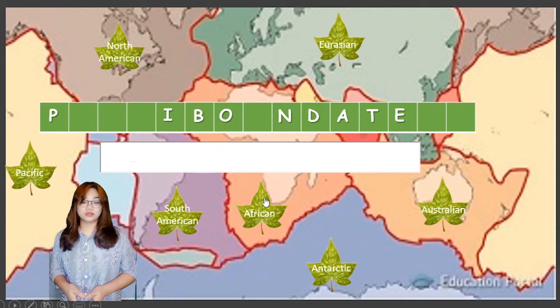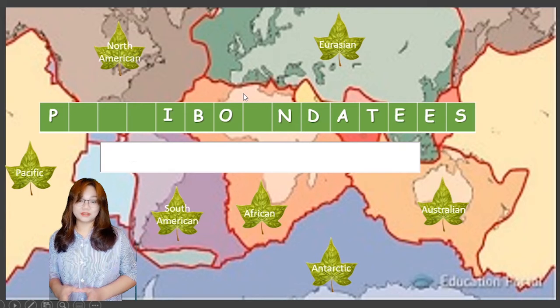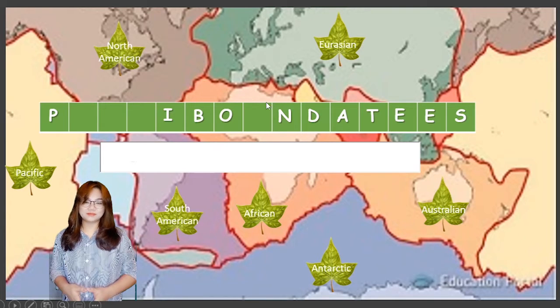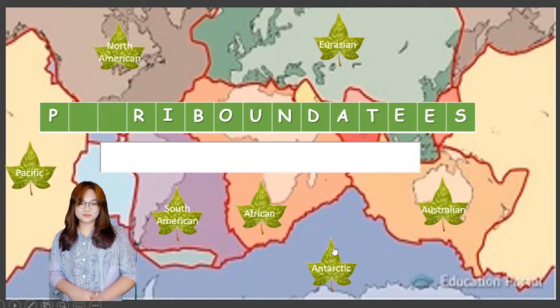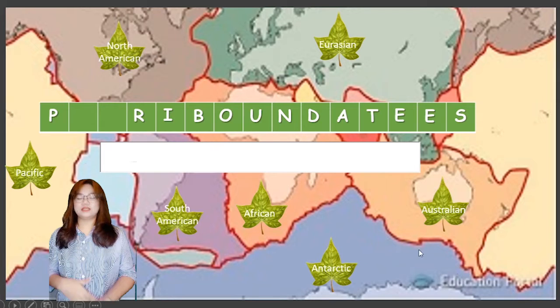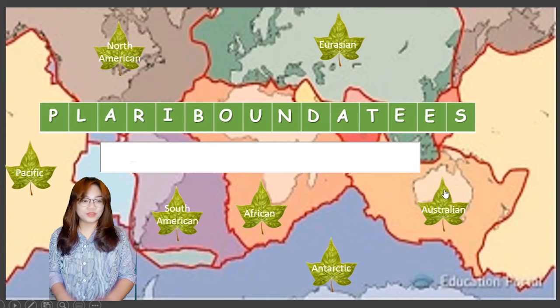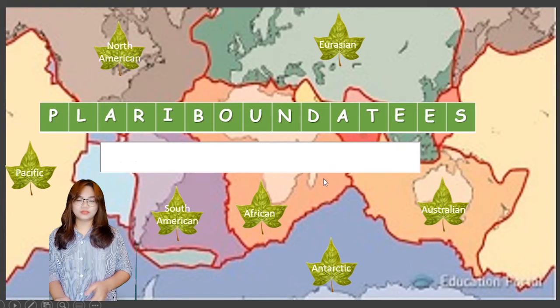Okay, let's try Eurasian plate. Good job! It's one of the seven major lithospheric plates. Now, what else? Antarctic plate. Let's see. You're right. What else? Australian plate. Let's see if that belongs to the seven major lithospheric plates. Great! Now I guess you have gathered all of the major plates.